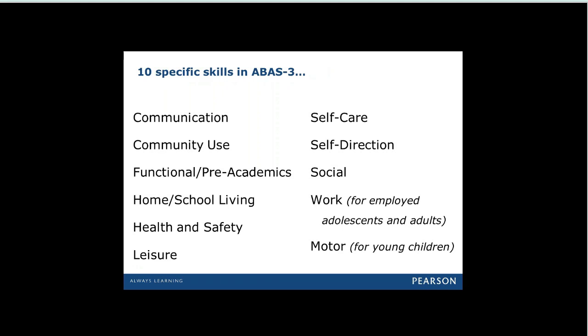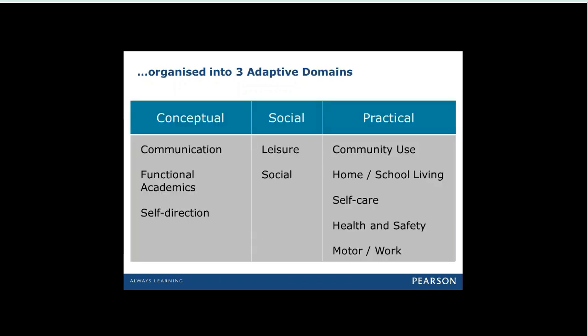Now, for individuals who are employed, we also have a work skill area, and for very young children we have a motor skill area as well. So they basically look like this once you break them into those 3 adaptive domains. And these 3 domains, the conceptual, social and practical, as you can see in teal at the top here, are the 3 that map directly onto the DSM-5 criteria for an intellectual disability.